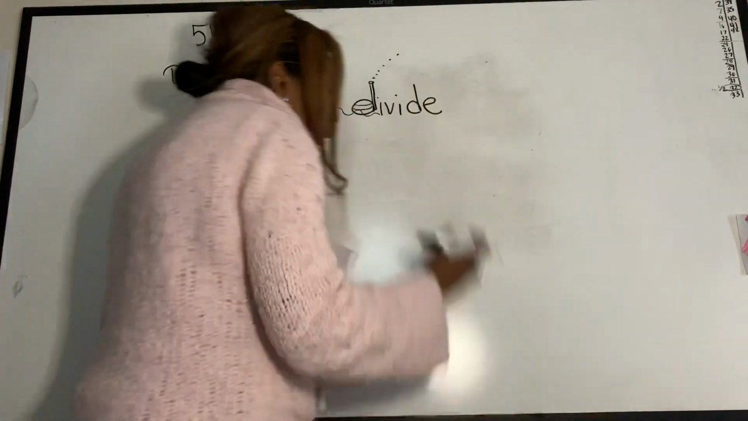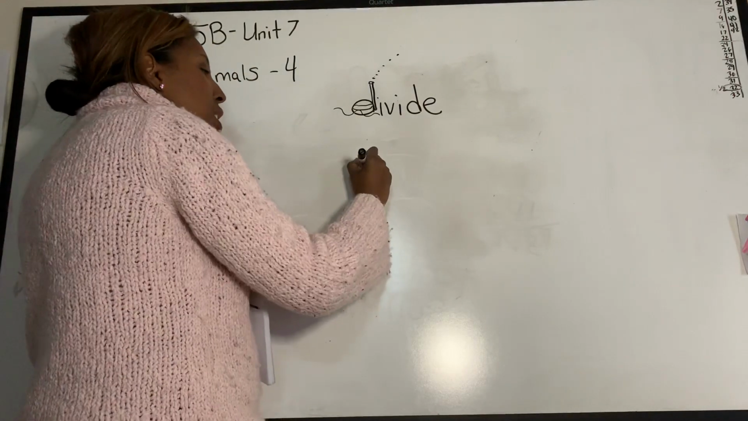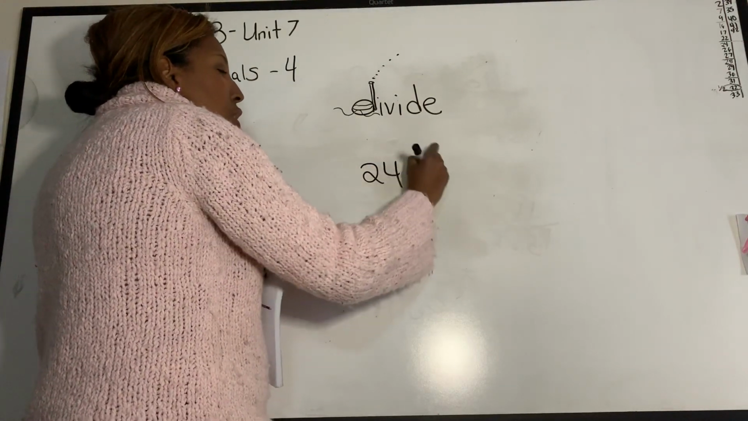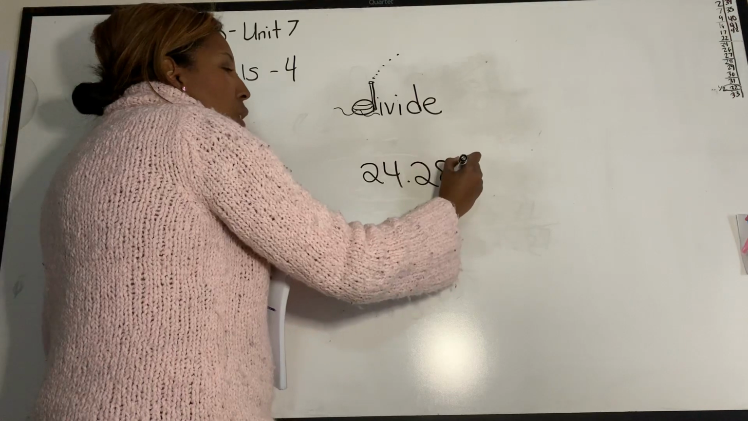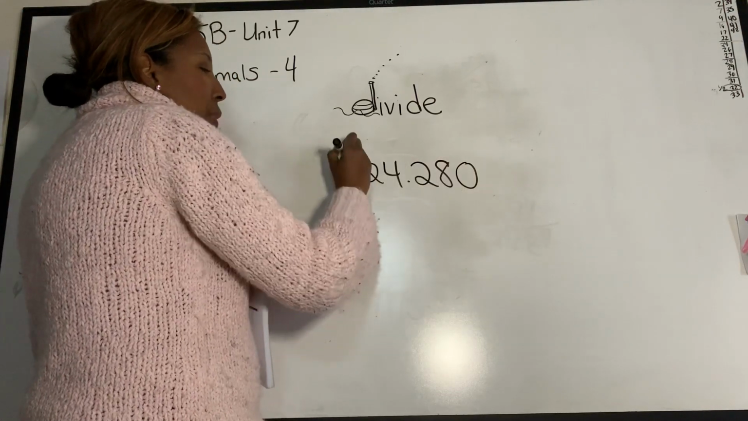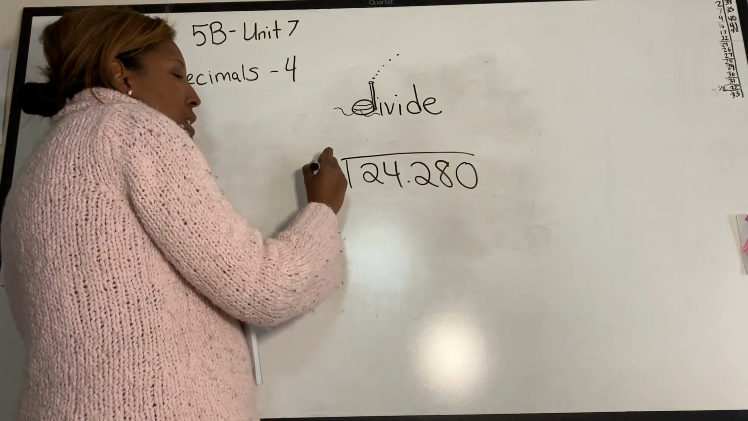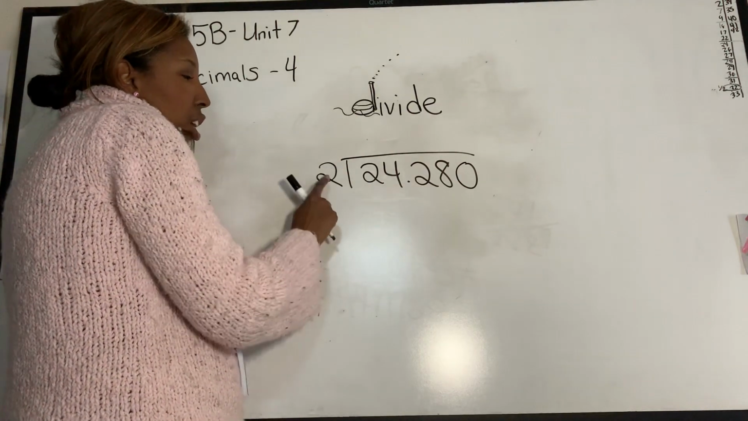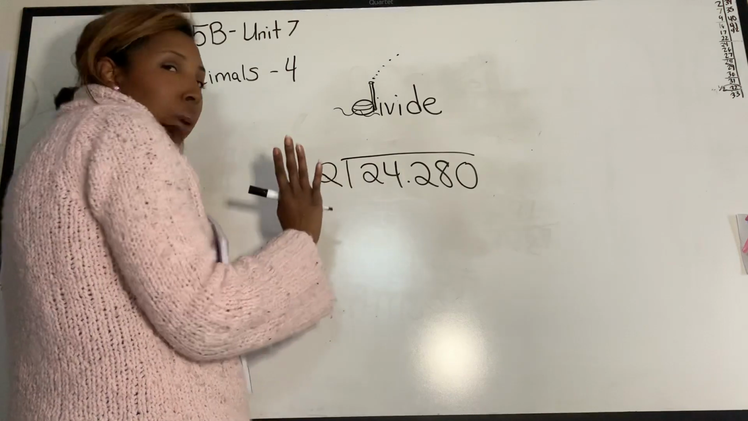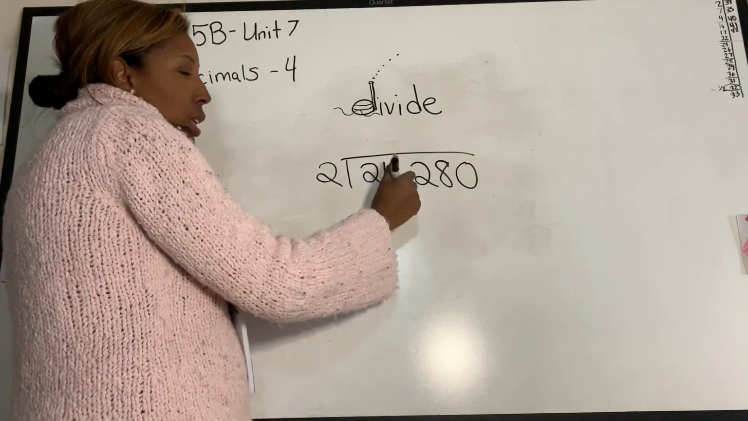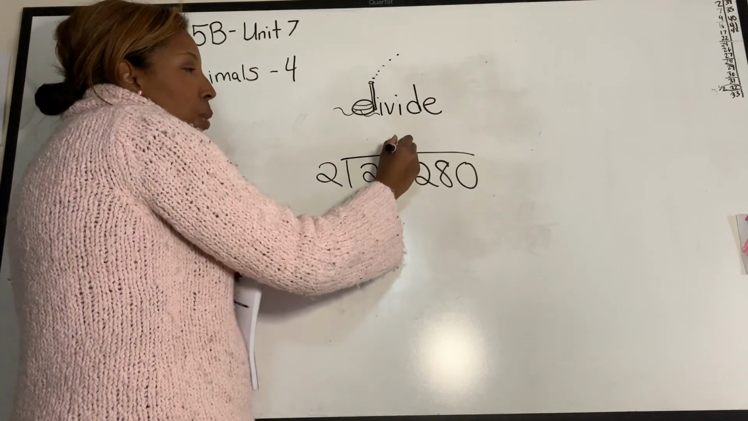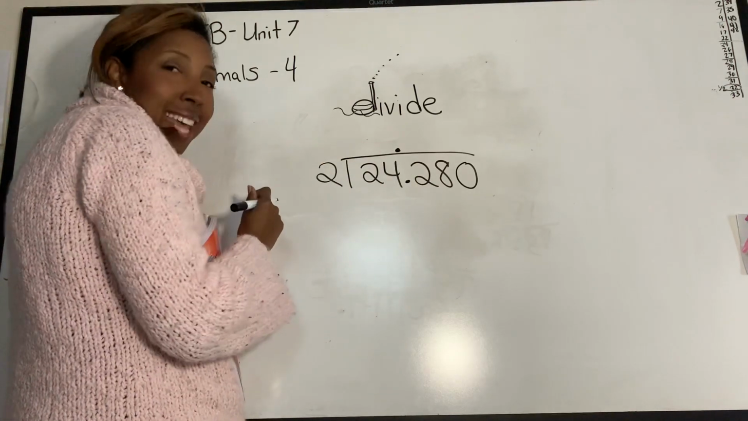So let's try another one. If I had 2, 4, 2, 8, 0. Seems kind of big, right? Now, I have, let's say 2. 2 goes into 2. Wait a minute. I have a decimal. This decimal goes bloop, bloop, bloop, floats to the top. And now you can go ahead.